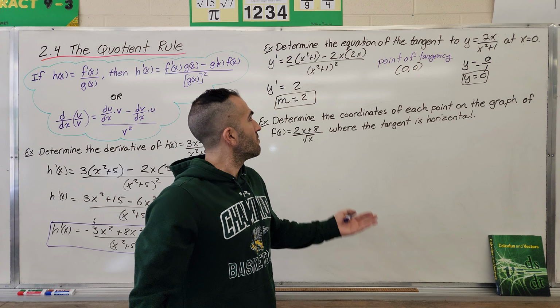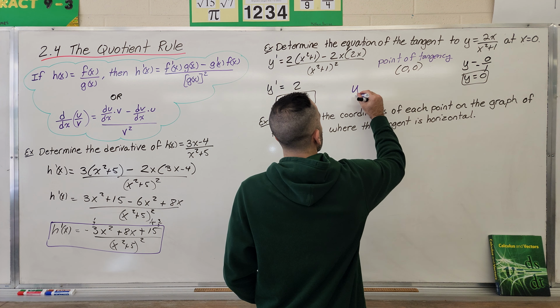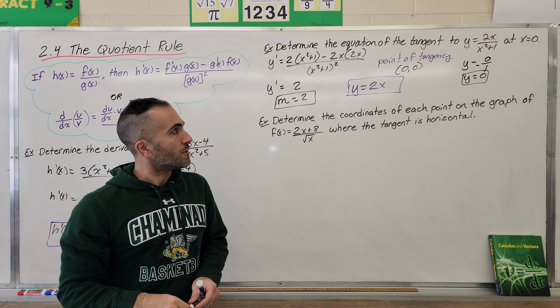Well, it's going through the origin. The slope is 2. That's easy. My equation of the tangent is y equals 2x plus 0, or just 2x. Equation of the tangent.